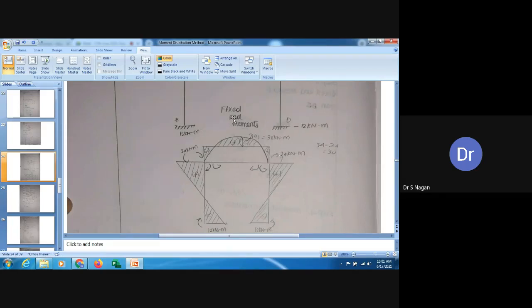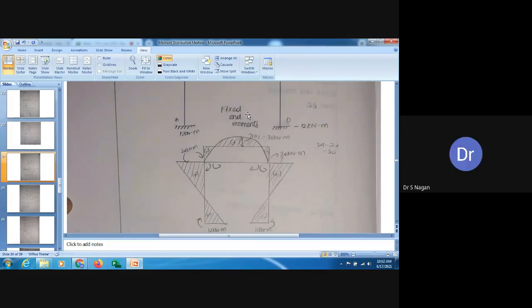And W is 12, L is 6, so 12 into 6 squared by 8, how much will we be getting? Can anyone calculate? 12 into 6 squared by 8. WL squared by 8 will be 54, minus 24 will be 30. So that is the maximum positive bending moment in span BC.